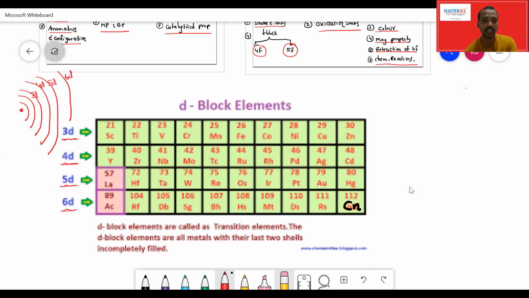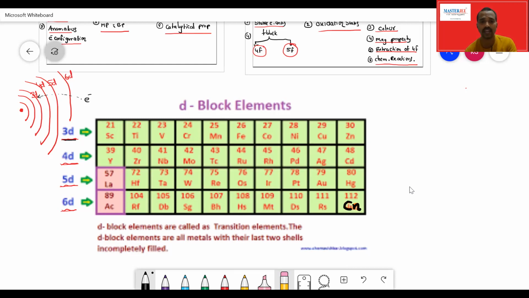If the differentiating electron enters into the 3D level, then in all these cases, scandium, titanium, vanadium, chromium, manganese, iron, cobalt, nickel, copper, zinc, the differentiating electron enters into the 3D level only. That's why these are kept in the 3D series.